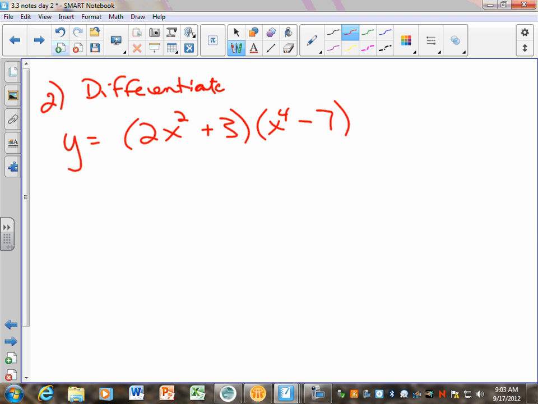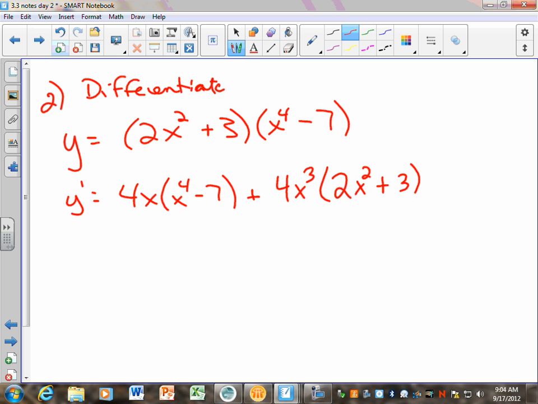So let's check here. We definitely have some wrong answers. Is this right? Take the derivative of the first. Yes, what's the derivative of the first? 4x times the second, which is x to the 4th minus 7, plus the derivative of the second, which would be 4x cubed, times the first, which is 2x squared plus 3.